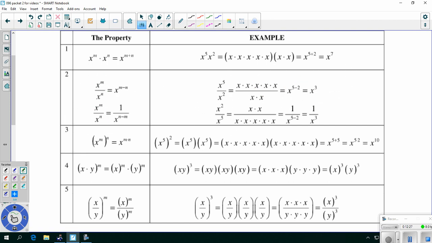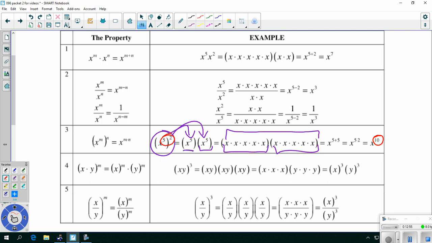Okay, property number 3, let's take a look at our example. x to the 5th squared really means x to the 5th times x to the 5th, 2 copies. And then x to the 5th can be rewritten all the way out like that. And then this x to the 5th can be rewritten out with 5 x's next to each other. So how many x's do we see in total? Well, there are 10 of them there. What's our nifty little shortcut here for getting the correct final answer of an exponent of 10?